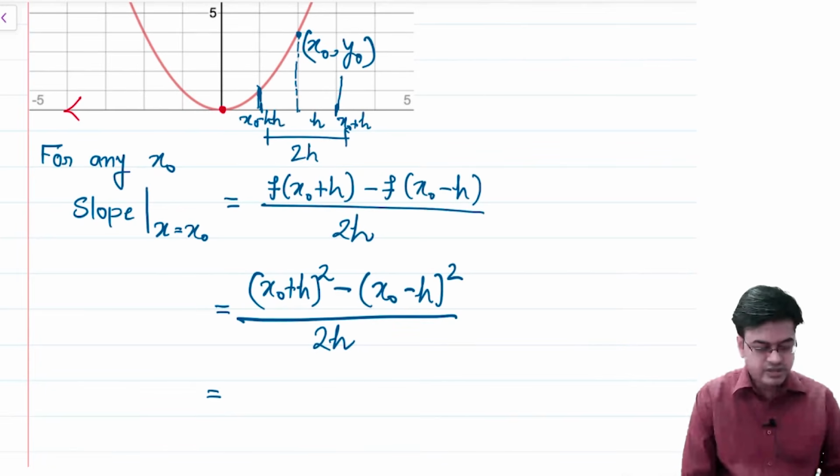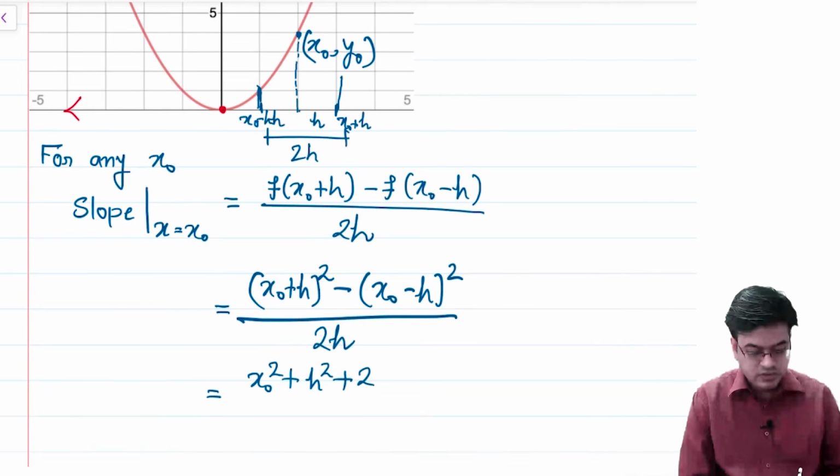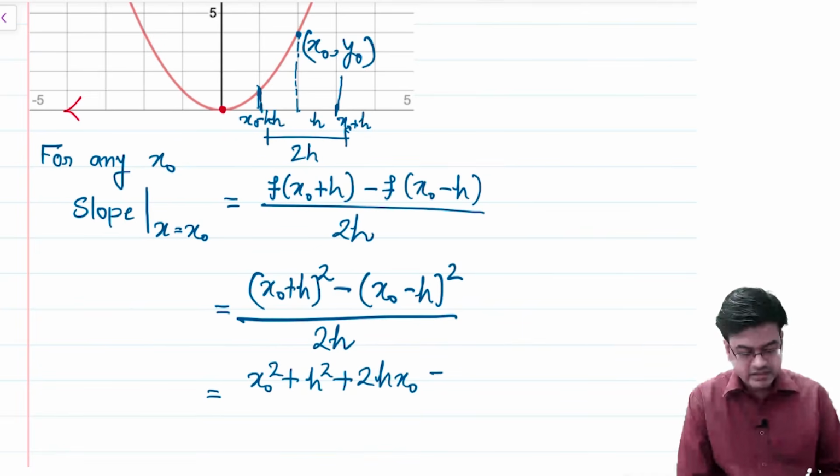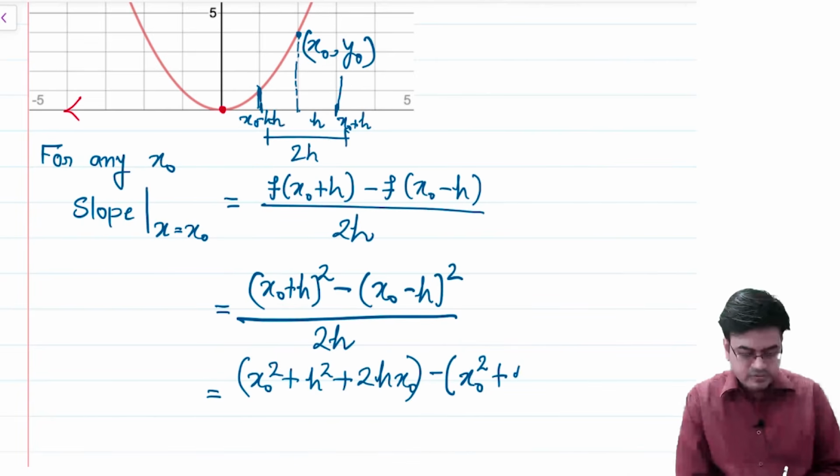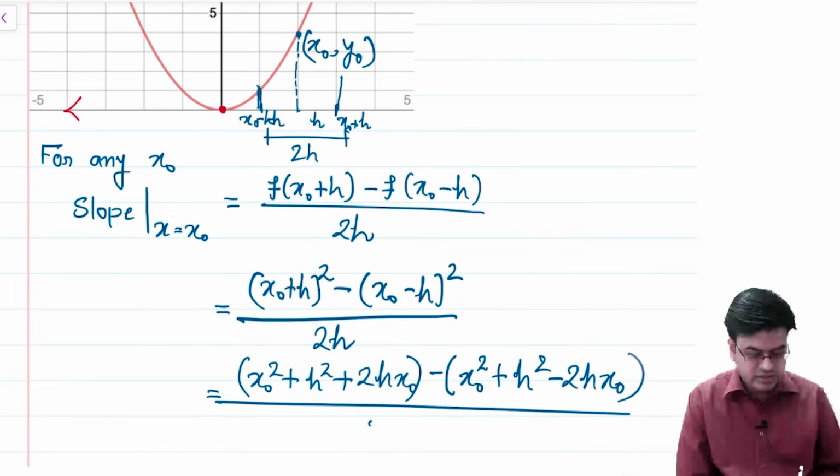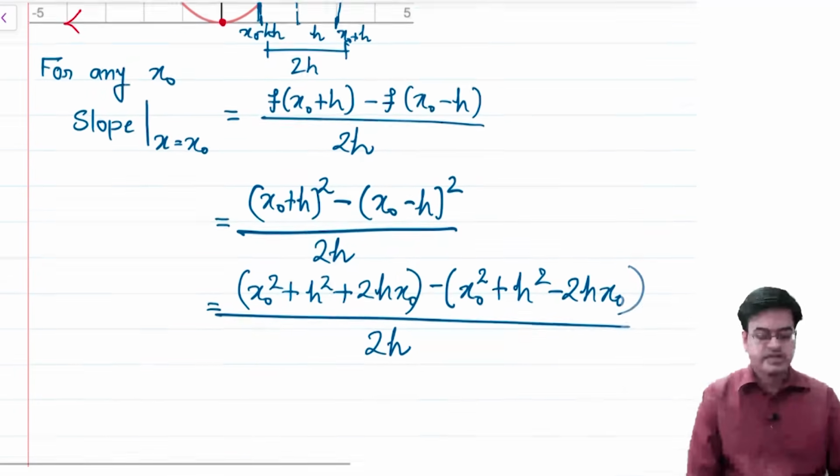This is again a quadratic equation, so you can simply write x naught square plus h square plus 2h times x naught minus, again to be precise I will put the brackets intact, x naught square plus h square minus 2h times x naught, correct, upon 2h. Everything is intact.